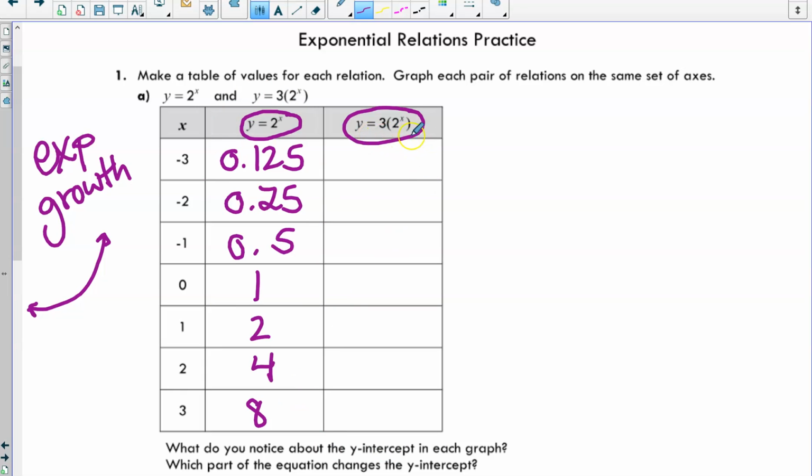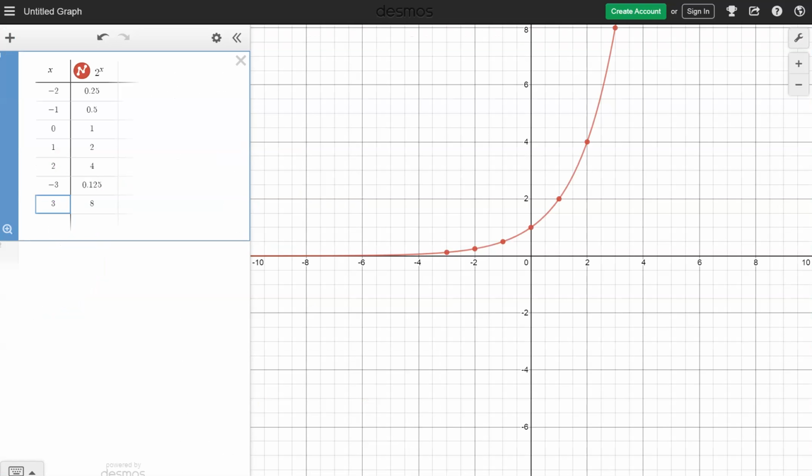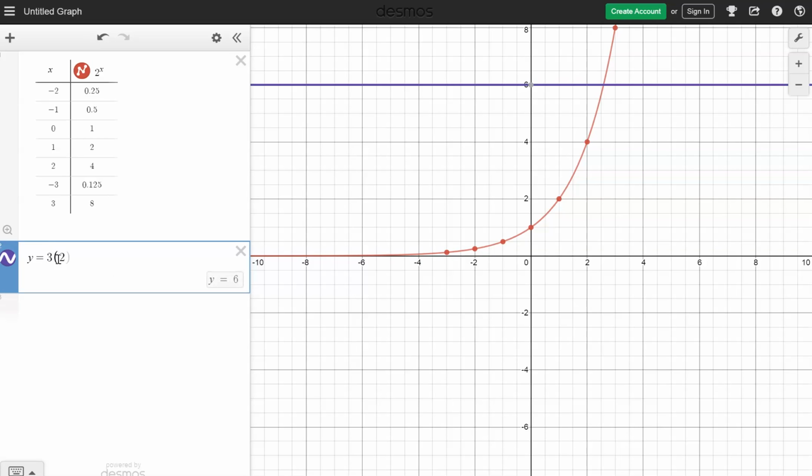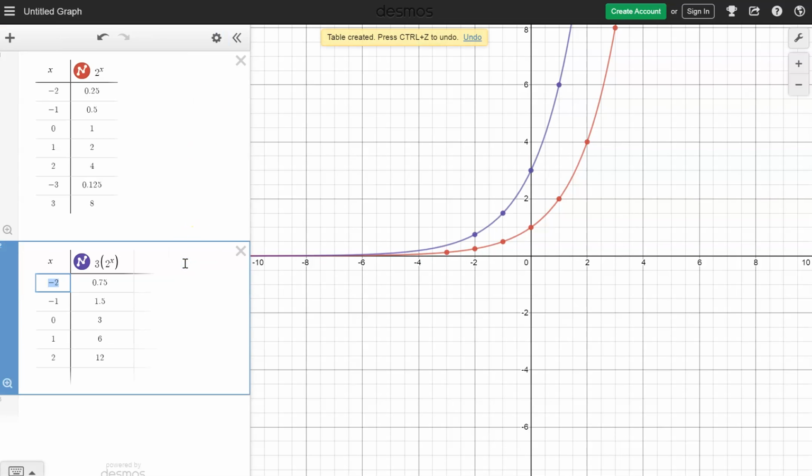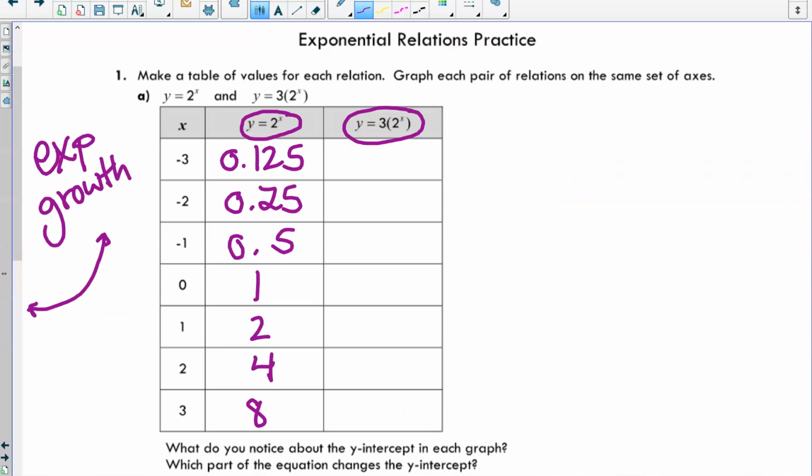All right, so now I've got this first part of the table filled in. I want to graph this second one and compare the two. All right, so I'm going to go back to Desmos. I'm going to create a new equation, so just click below, and then I can type in my equation. So it's 3 times 2 to the power of up arrow x. Okay, and again, I want to make this a table of values. All right, so I've got my y values here. I'm just going to copy them over into this table before I move on.